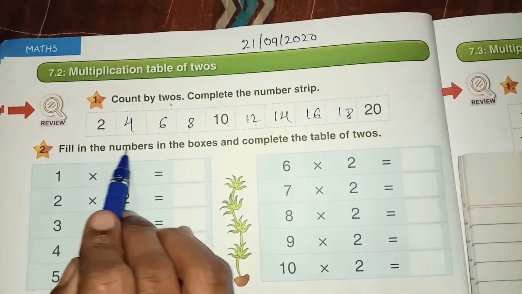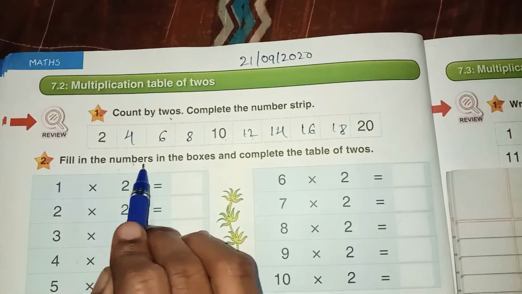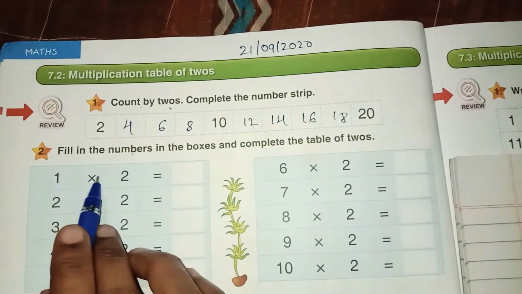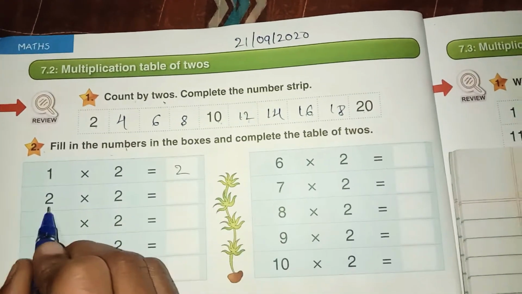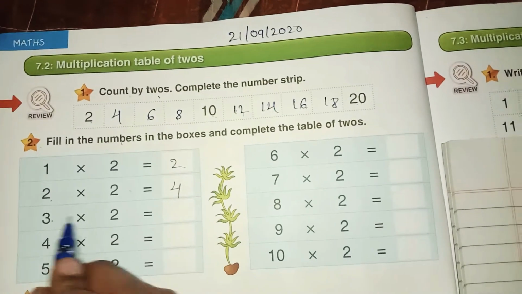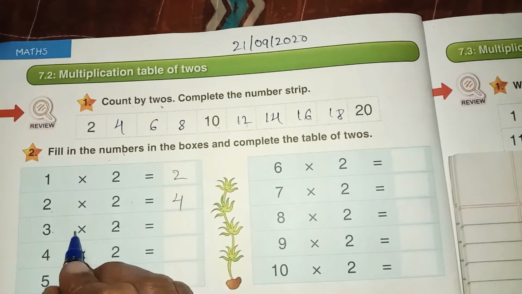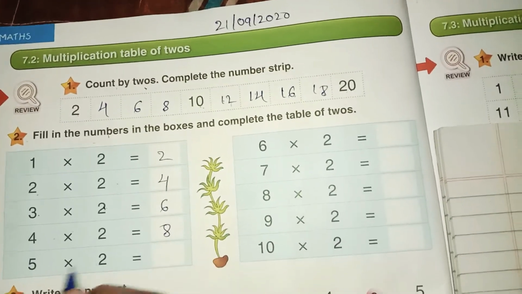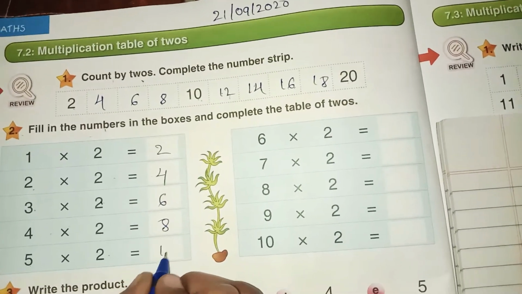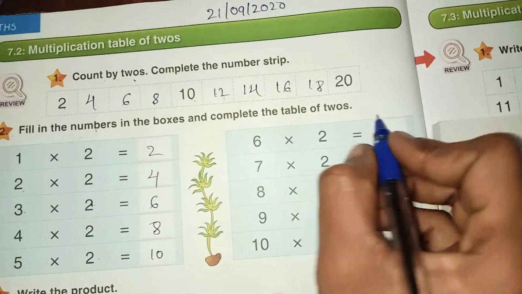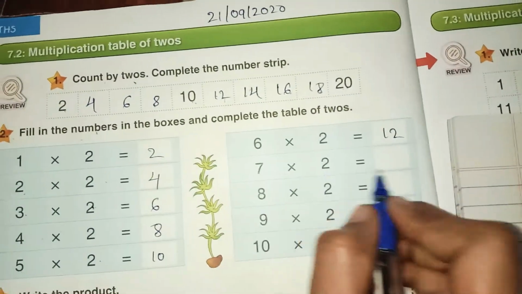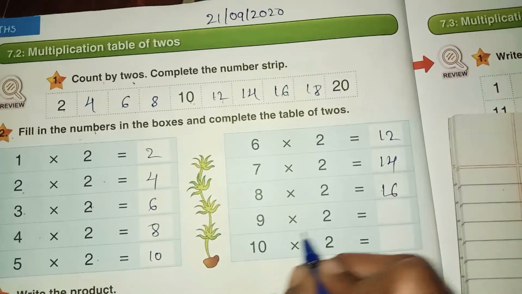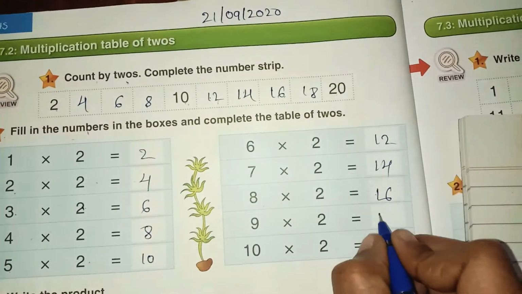Next, fill in the numbers in the boxes and complete the table of twos. 1 into 2, 2. 2 into 2, 4. 3 into 2, 6. 4 into 2, 8. 5 into 2, 10. 6 into 2, 12. 7 into 2, 14. 8 into 2, 16. 9 into 2, 18.